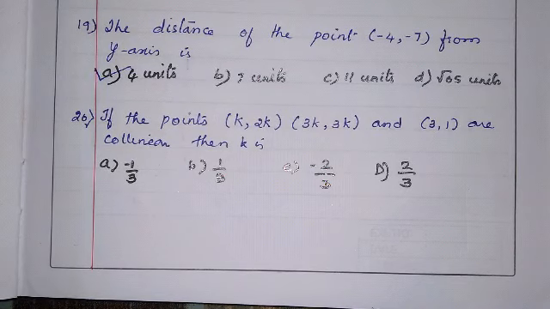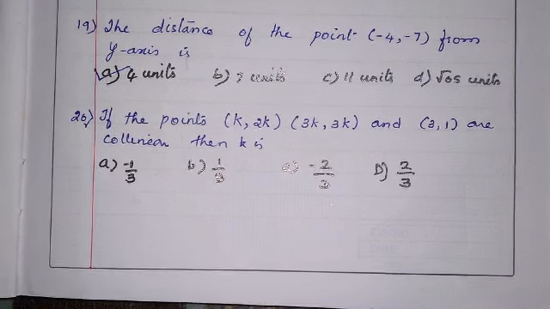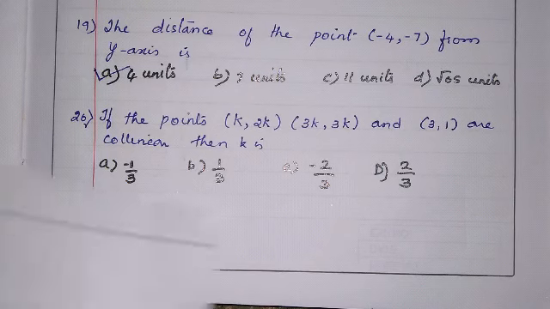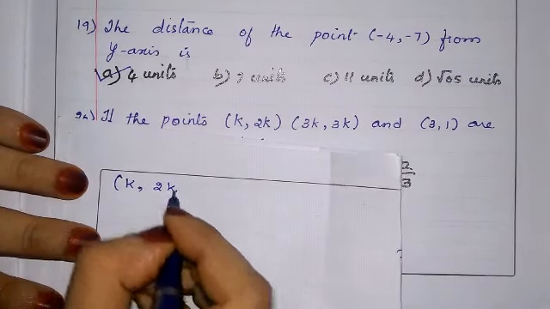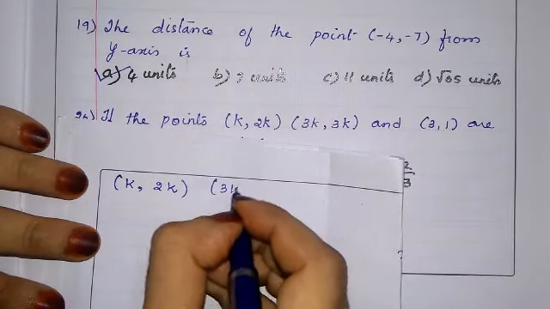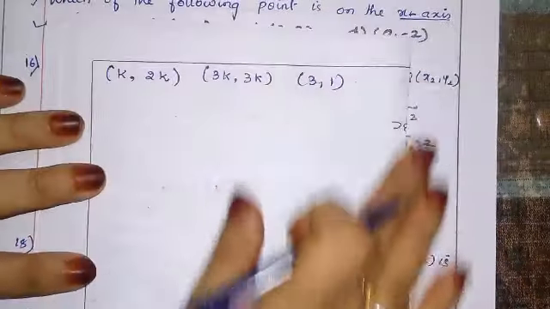The next question is: if the points (k, 2k), (3k, 3k) and (3, 1) are collinear, then k is. This is the collinear problem which you have learned, and if the points are collinear, the area of triangle is 0. Let me write the points: (k, 2k), (3k, 3k) and (3, 1). Let me start solving. They have told they are collinear.